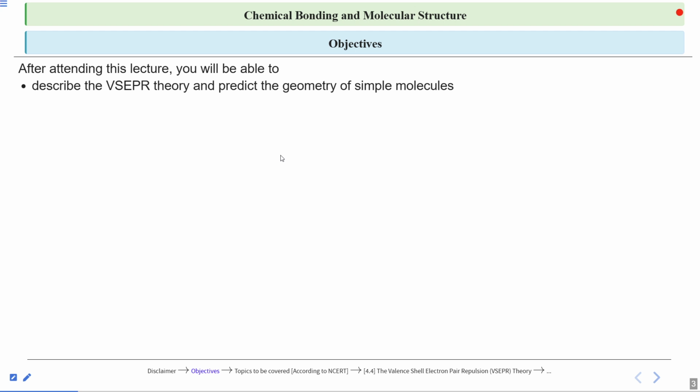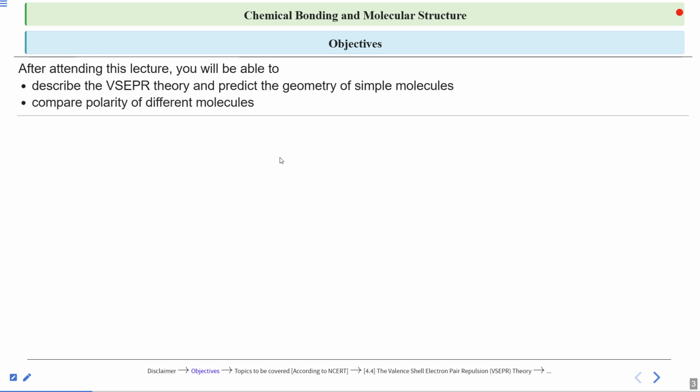Now we have already dealt with the postulates of the VSEPR theory. Those same postulates are to be applied to predict the geometry of simple molecules. Now the problem is that predicting directly with the help of those postulates may pose a difficulty to you. So instead of that, on a regular basis, we use the formula of steric number to calculate the number of bond pairs and lone pairs, and then we use it to predict the structure. So we will look into that with some examples, right?